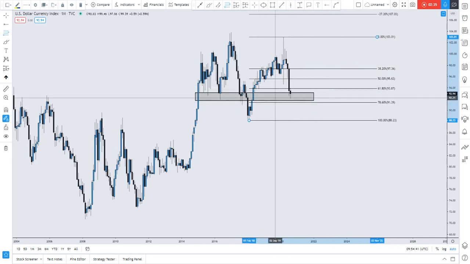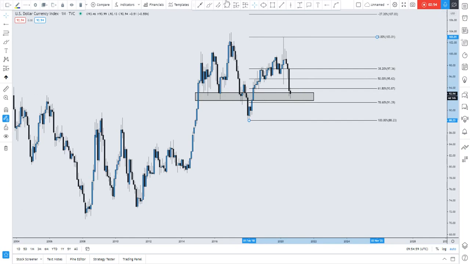Price is at a zone which has acted as support previously, and also that zone is in between the 61.8 fib level and the 78.6 fib level. Further confluence that there might be a tendency of price to move to the upside. Now, with this known, my bias would be to go long on this.